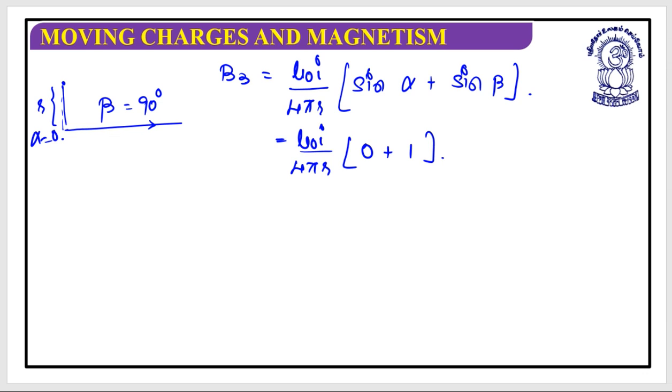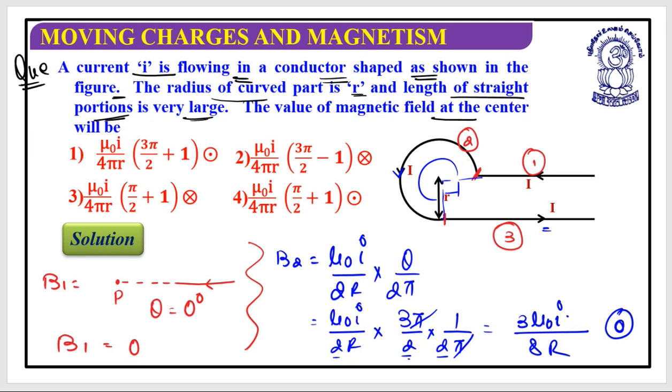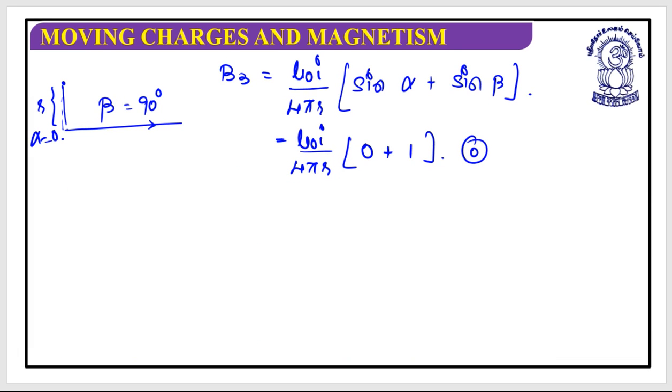Now what would be the direction? You can use the right hand palm rule to evaluate the direction. If you go for the right hand palm rule, then the palm will represent that it is outside the plane. So now let's have a look: the magnetic field due to the straight wire is 0. Magnetic field due to this is 3 mu naught I by 8R, outside the plane, and even this is outside the plane.